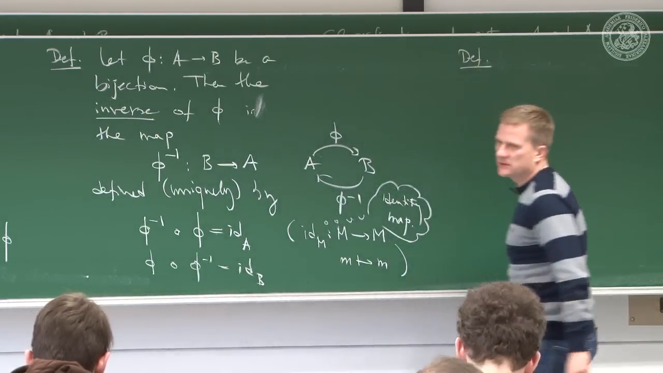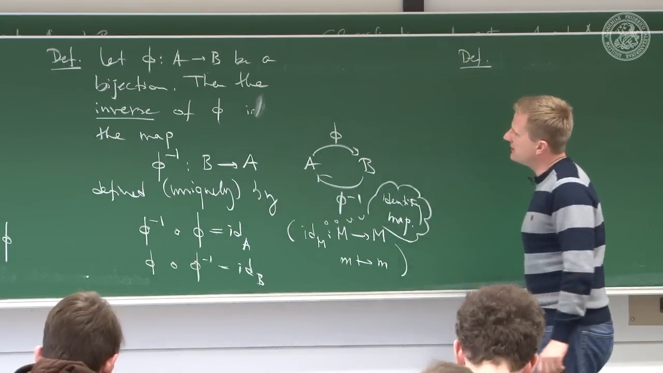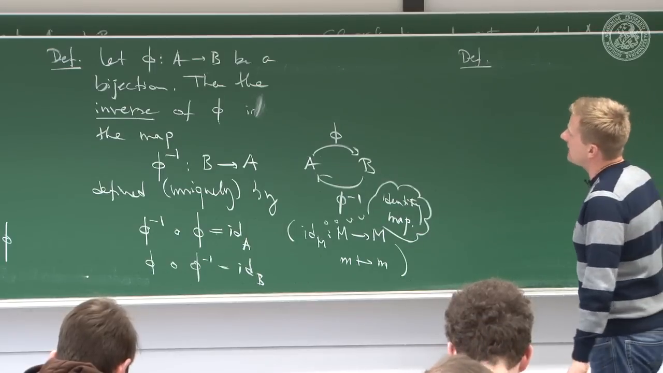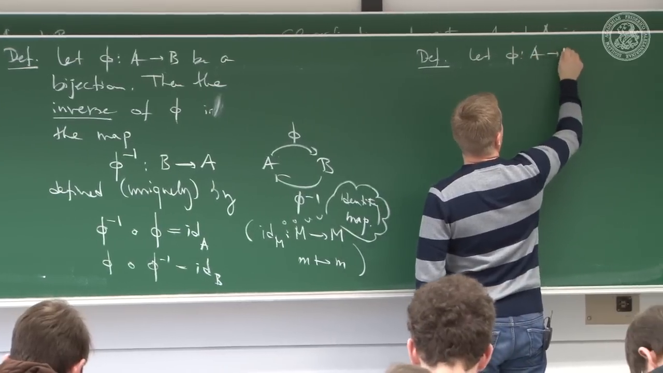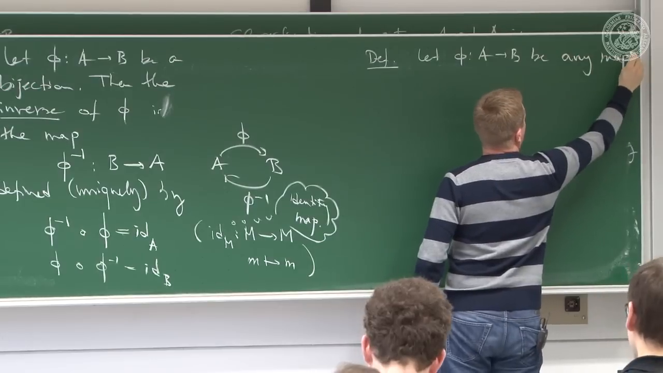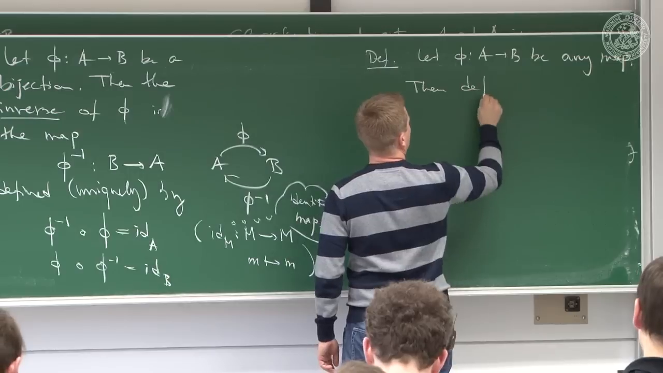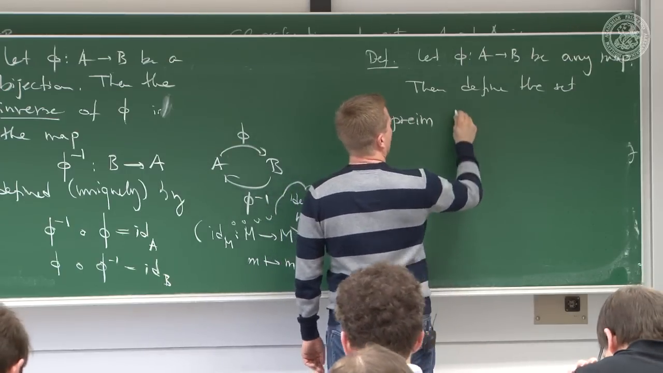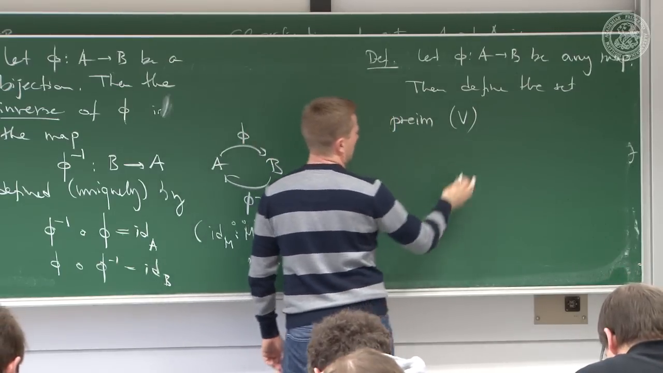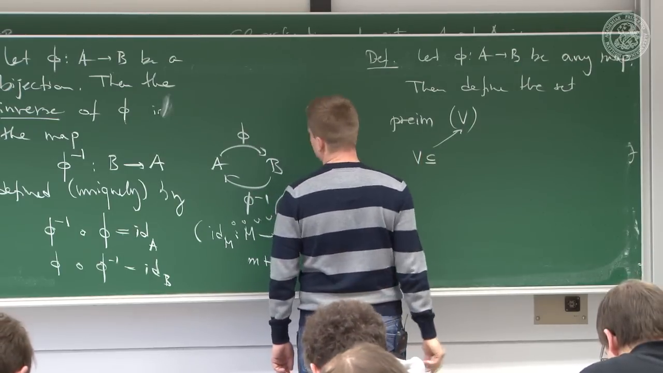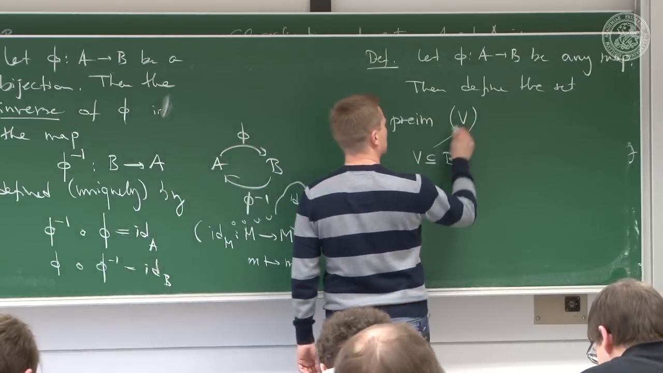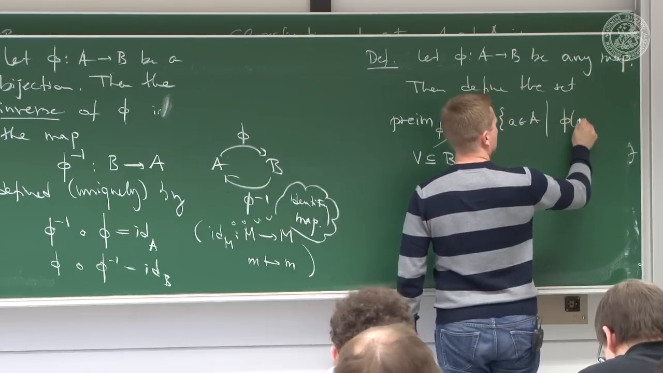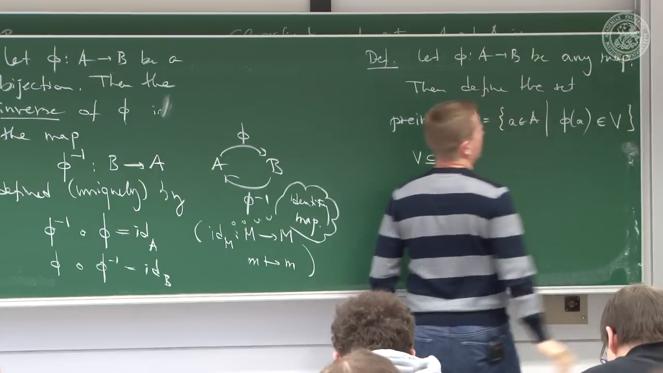Now, however, another notion which we're going to meet in topology particularly is the notion of a pre-image, and the pre-image is kind of something like the image of the inverse, but actually the map you look at doesn't need to be a bijection, it can be any map. So let phi from A to B be any map. Then we define the set pre-im, like pre-image, of a set V. Well, and this set V is supposed to be a subset of the target of the map. And the pre-image of V under the map phi is defined as all those a in the domain whose image under phi lies in the specified set V.